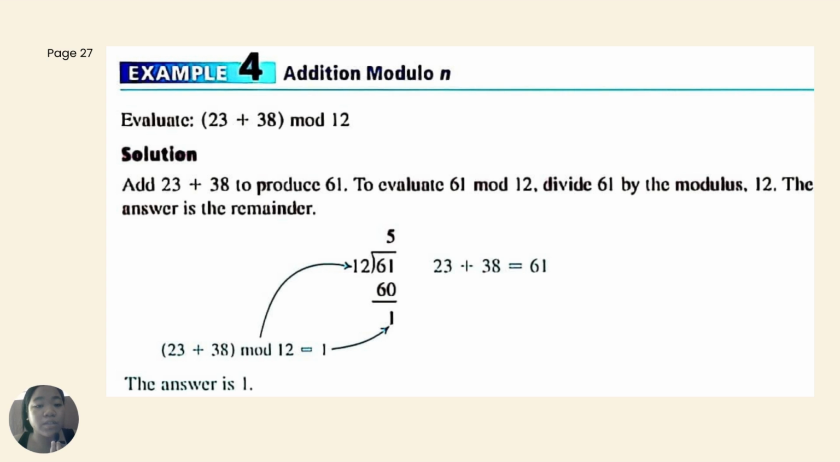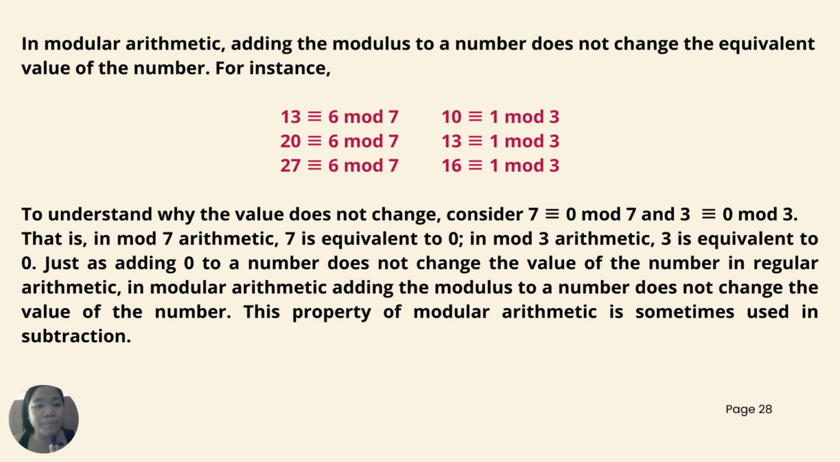So 61 is the sum of 23 and 38. And then we divide it by our modulus, which is 12. And then 61 divided by 12, 5 times 12, we have 60. And then 61 minus 60, we have 1. And 1 there is the remainder, and the remainder is our answer. So 23 plus 38 mod 12 is equal to 1. Yes? Okay, very good.